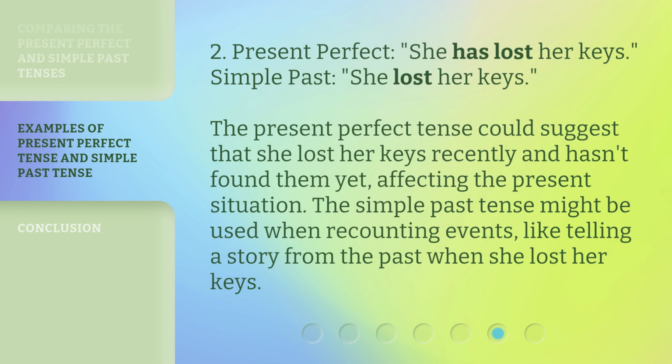2. Present perfect. She has lost her keys. Simple past. She lost her keys. The present perfect tense could suggest that she lost her keys recently and hasn't found them yet, affecting the present situation. The simple past tense might be used when recounting events, like telling a story from the past when she lost her keys.